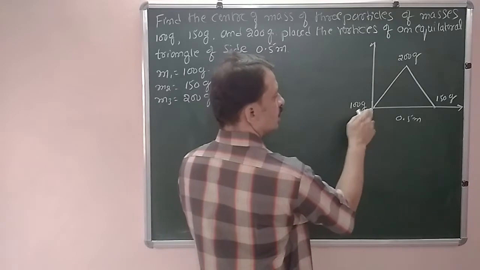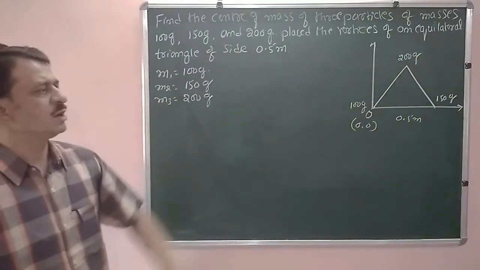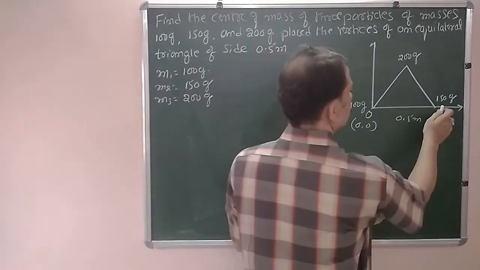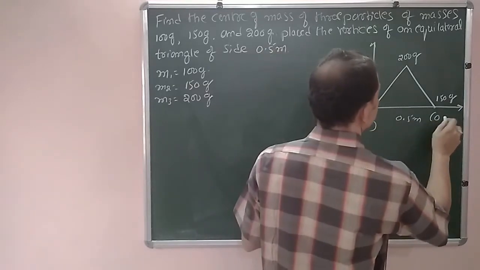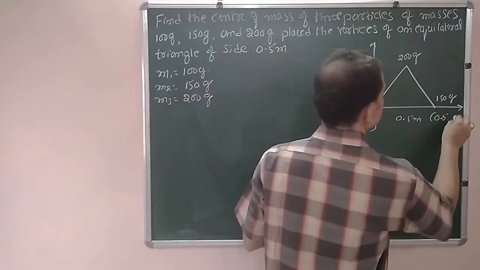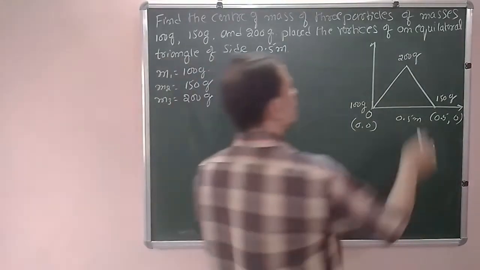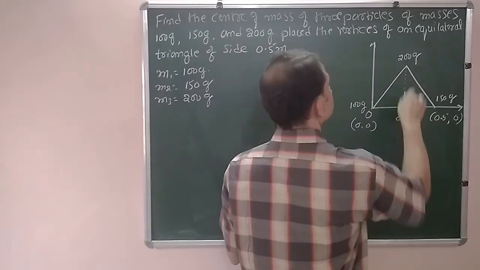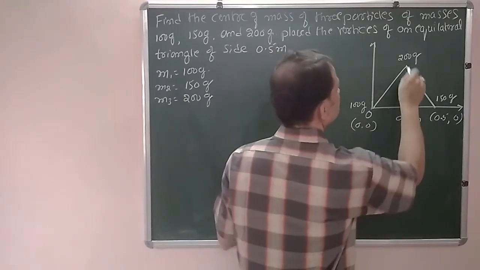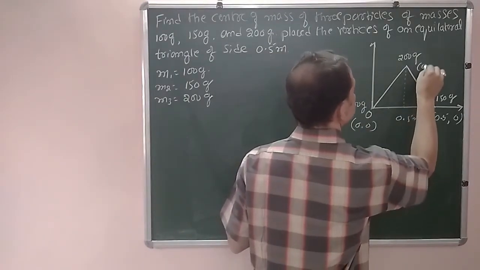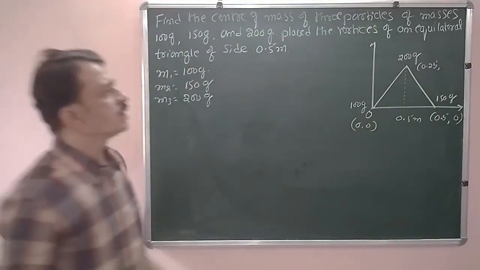First mass m1 is at the origin, whose coordinates are 0, 0. That is x1 is 0, y1 is 0. Now the second particle, whose x coordinate is 0.5 and y coordinate is 0. Now similarly, let me write the coordinates for the third one. Since this is the midpoint, the x coordinate becomes 0.25. Now what is the y coordinate?